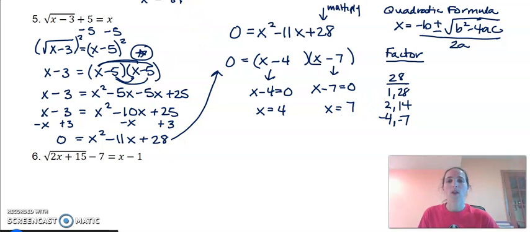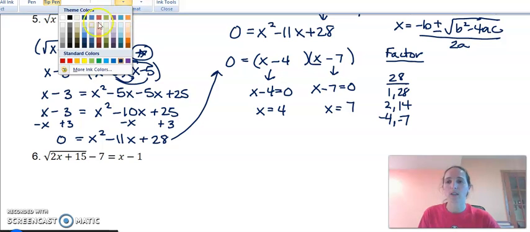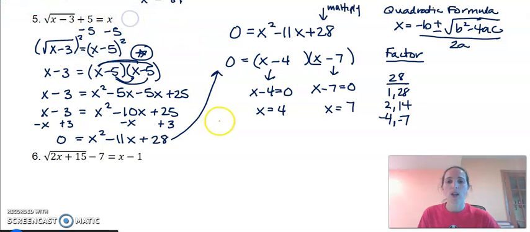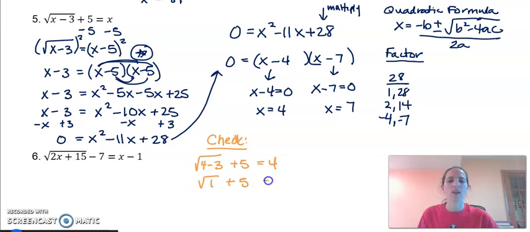This is the part where you really do want to check, and I'm going to check in a different color. Let's check in orange. I want to check, is the square root of 4 minus 3 plus 5 equal to 4? So is the square root of 1 plus 5 equal to 4? Is 1 plus 5 equal to 4? Oh, no. So this is not a solution.